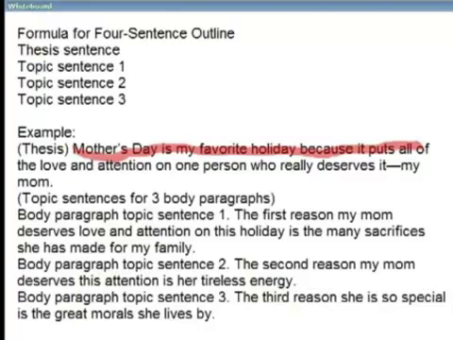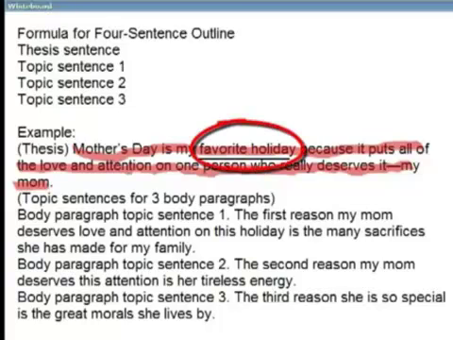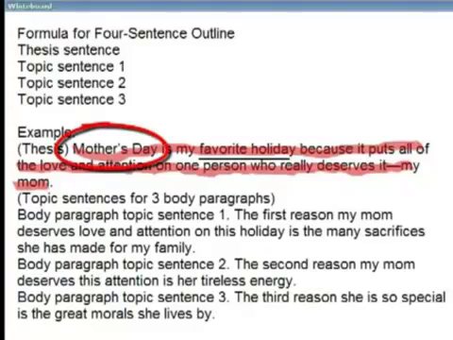Now let's review quickly what the thesis statement consists of. The thesis statement consists of the topic that you have been assigned or chose and your opinion of that topic. Now in this case, the topic from the topic list that this student chose was favorite holiday. So that topic must be repeated in the thesis statement. And then the opinion about the favorite holiday is that Mother's Day is this person's favorite holiday because of the reason that you see there.